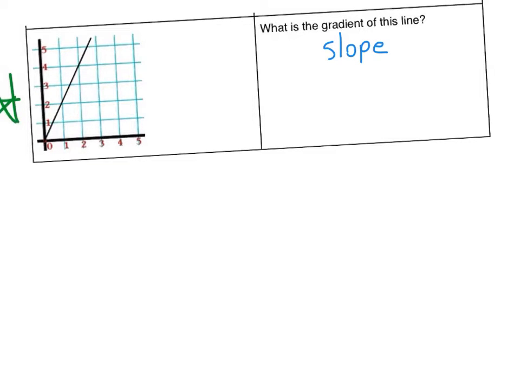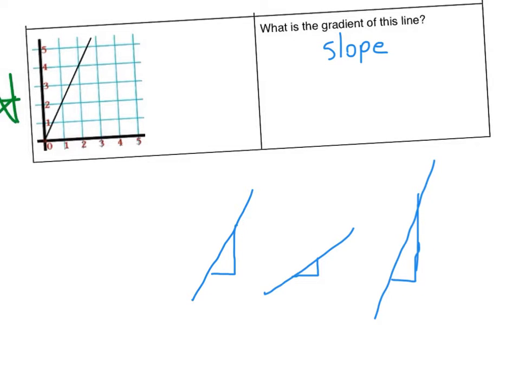So what we tend to do is measure how many, for 1 unit along, how many up, because that will give us a steepness. For 1 unit along, it might be hardly anything up, in which case it would be less steep. For 1 unit on, it might be loads up, in which case it would be even steeper. So that measure, that triangle there, gives us a way of telling how steep a line is.